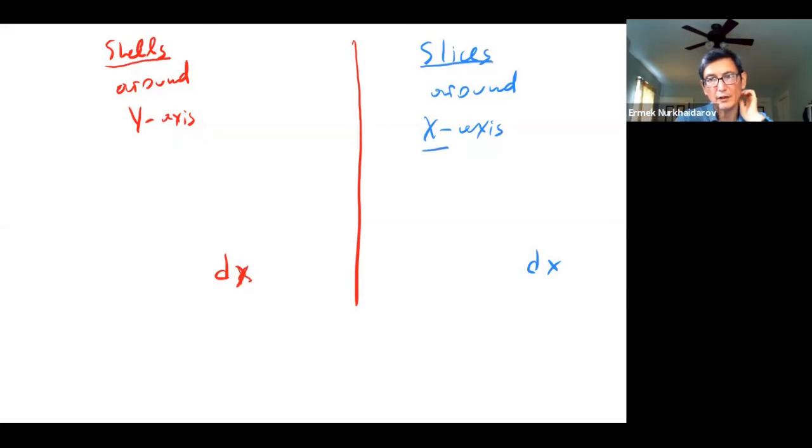Another thing which you might think: if you're rotating around the x-axis, maybe slices will be better because you already know that it is going to be dx. If you're rotating around the y-axis and you want to have dx, maybe you want to try shells. Okay, because what's the point?